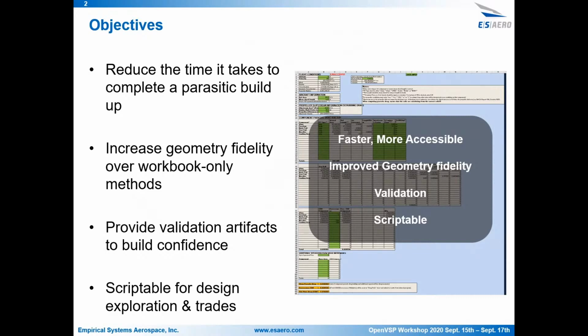I took a snapshot of the drag workbook that's up on the Open VSP wiki page, and that was a really good initial connection between an Excel workbook and the Open VSP geometry. But when we started to look at developing the Parasite drag tool, we wanted to go a step further. How can we make this even faster, more accessible?